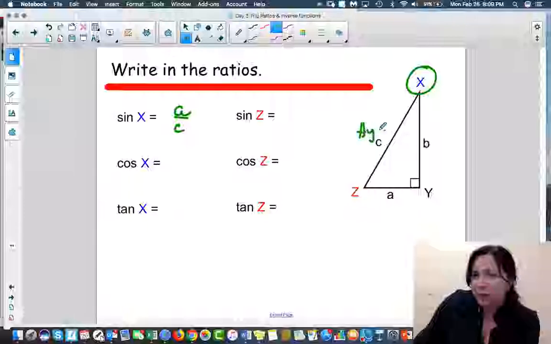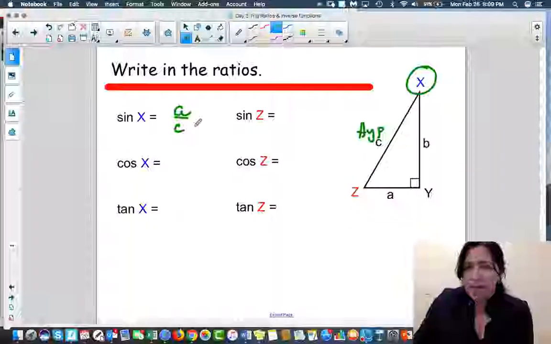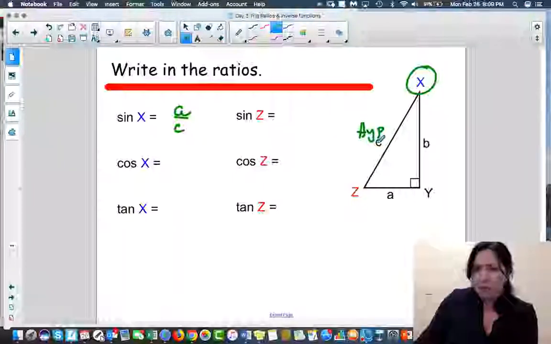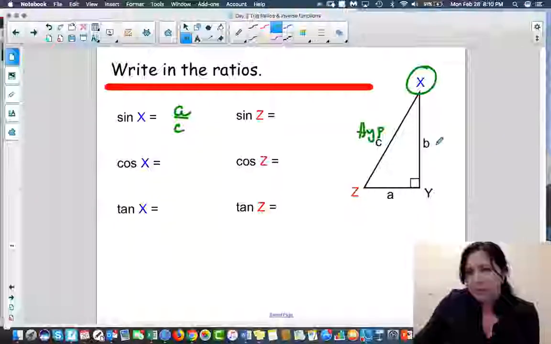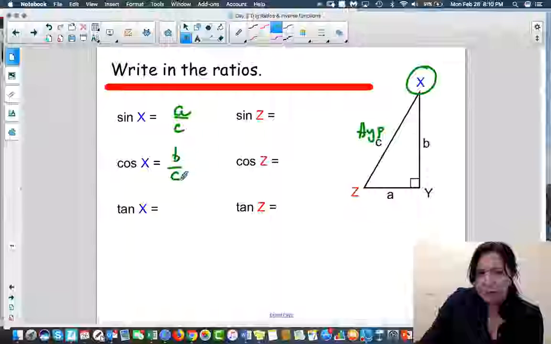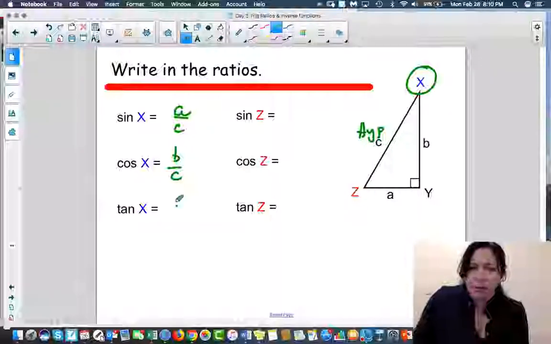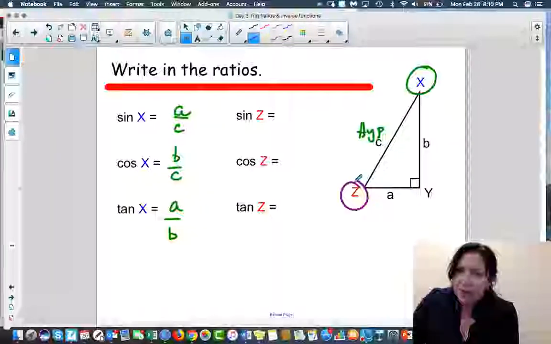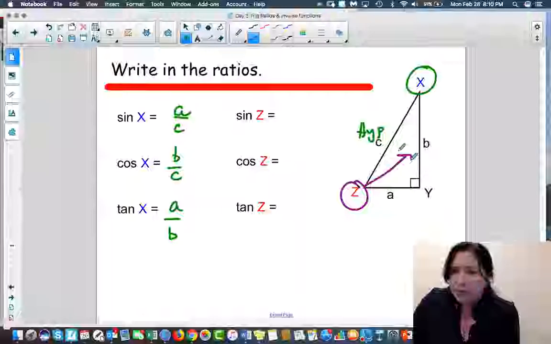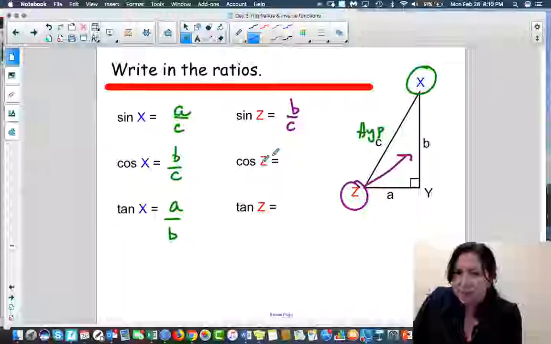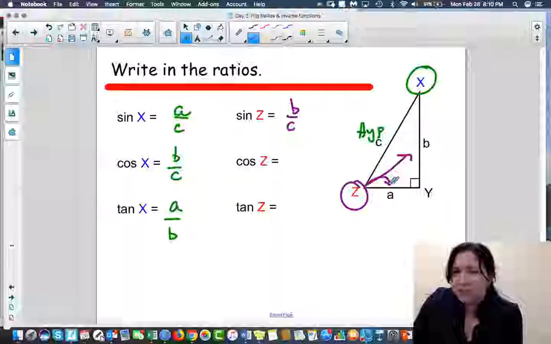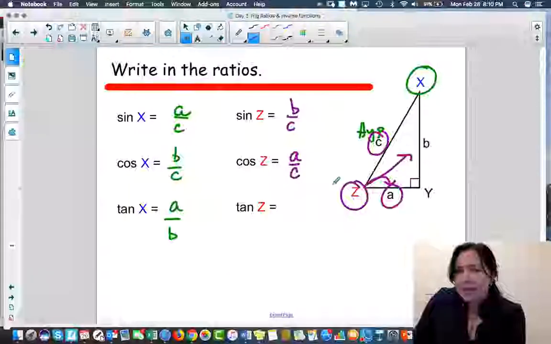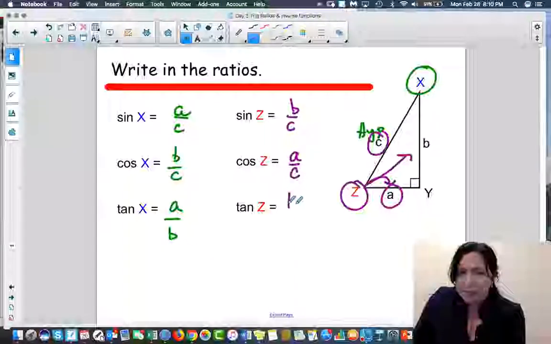And if it makes you feel better to write hypotenuse here, go ahead. So that's opposite over hypotenuse, which is A over C. Cosine of x, cosine is adjacent over hypotenuse, so that's B over C. And tangent is opposite over adjacent, which is A over B. Sine of z, now this is telling me that I'm moving, so now I'm here. Sine is opposite over hypotenuse, so that's B over C. Cosine is adjacent over hypotenuse, so that's A over C. And tangent is opposite over adjacent, which is B over A.